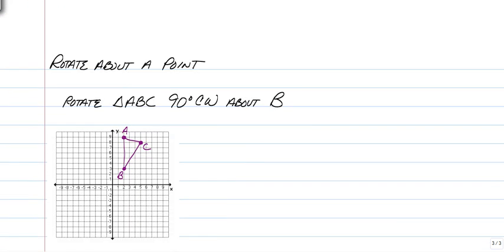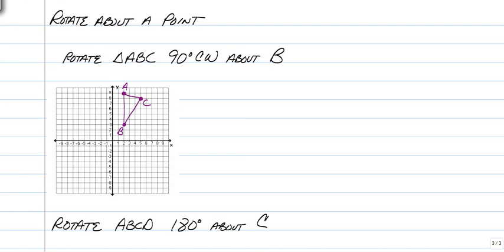Next one is how to rotate about a point. So here's our triangle ABC again. We're going to rotate it 90 degrees clockwise, but this time we're going to do it about point B. So this one is a little bit trickier until you get used to it. Otherwise, it's really not that bad. So think about this. We know B is not going to change, but we do need to figure out A and C, what their new location is going to be.